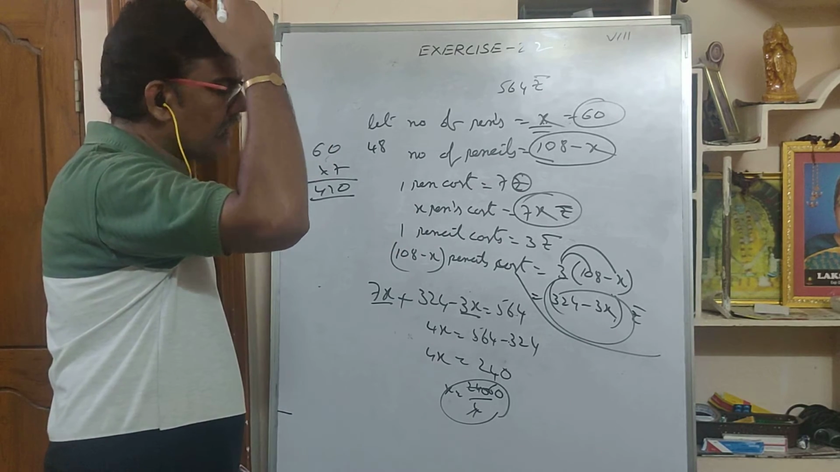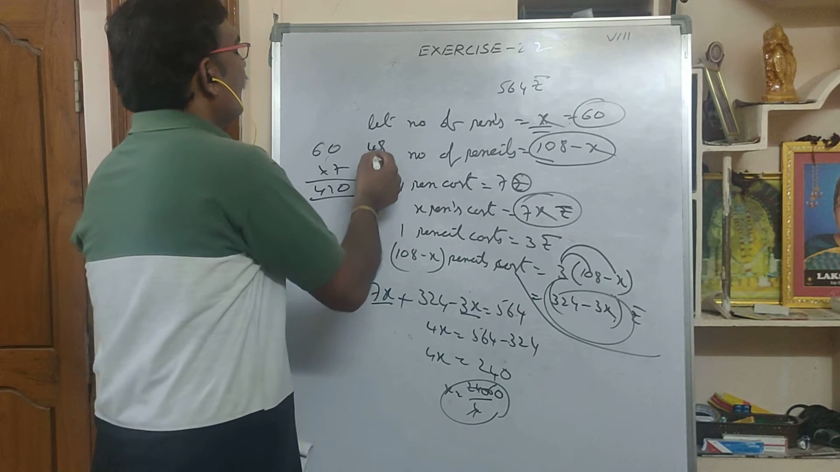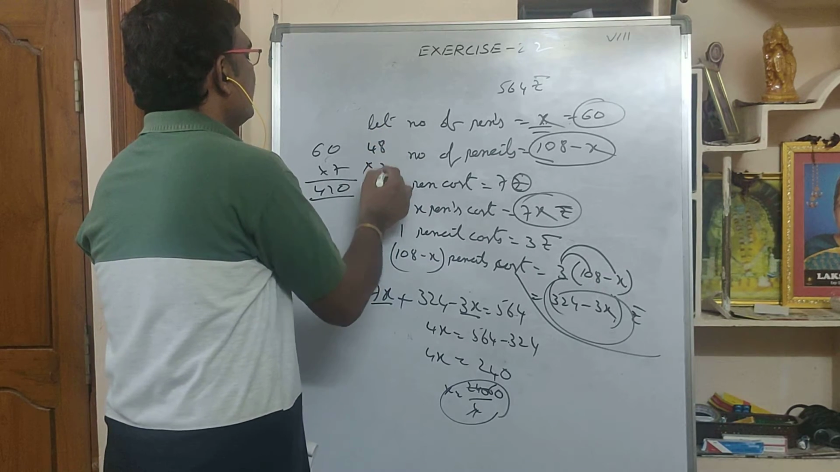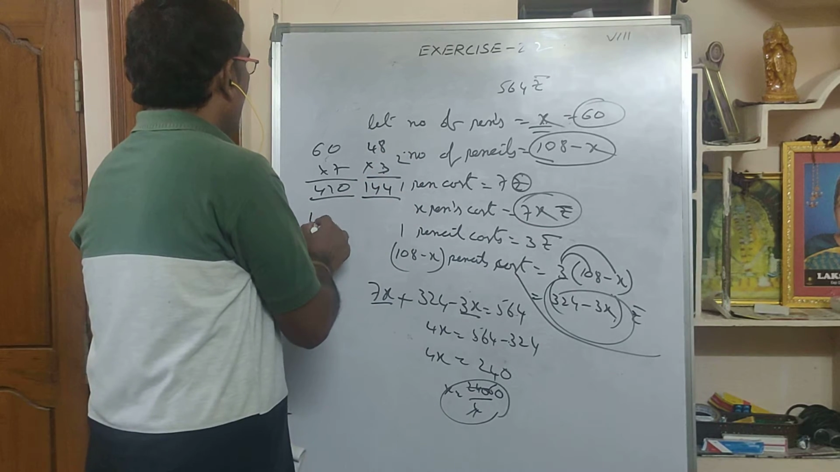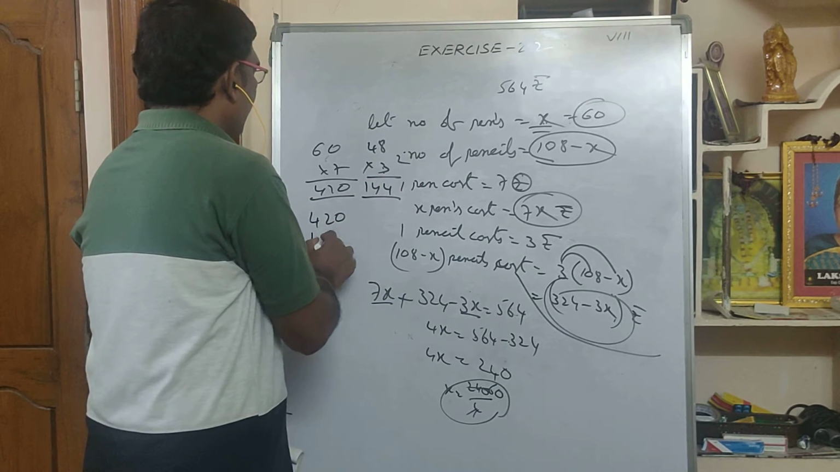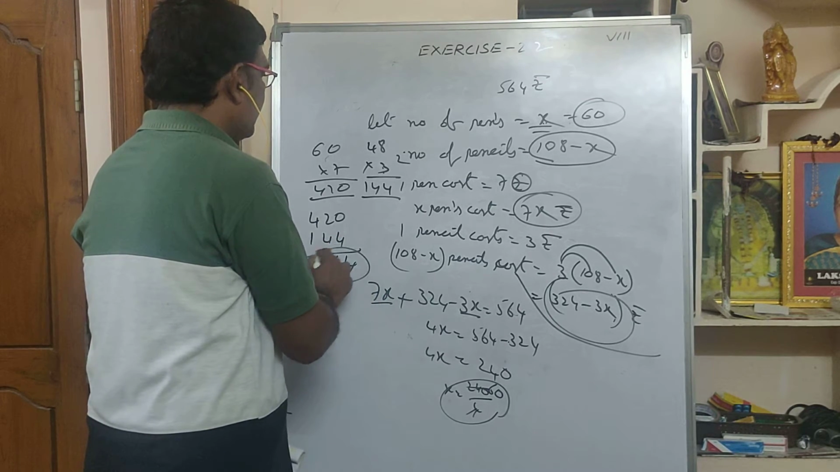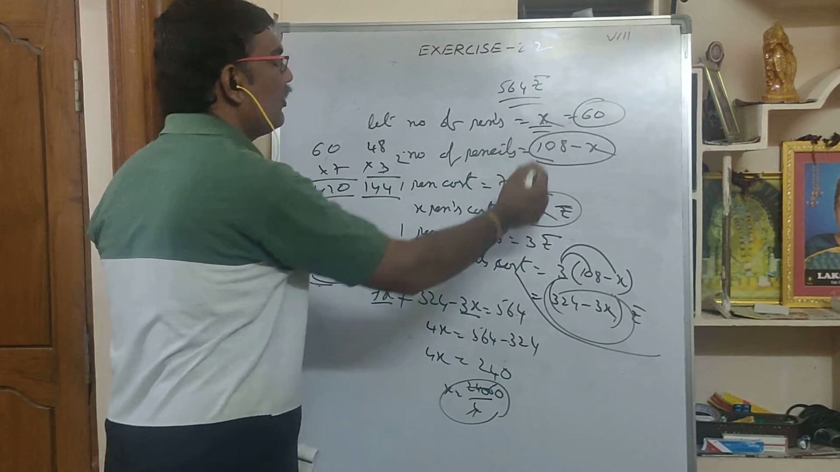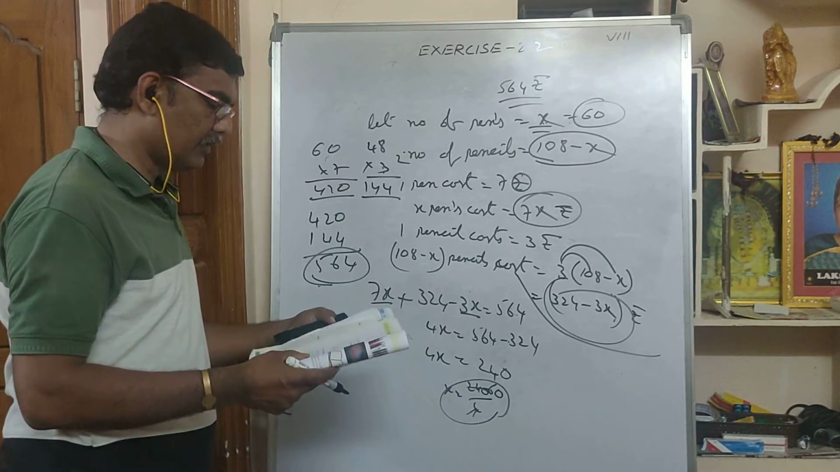Total things are 108. One pencil costs how much? 3 rupees. 48 pencils cost: 3 8s are 24, 3 4s are 12, plus 2 is 14, so 144. For 420, if 144 is added, you get 564. 564 is the total amount spent. Like this you have to check.